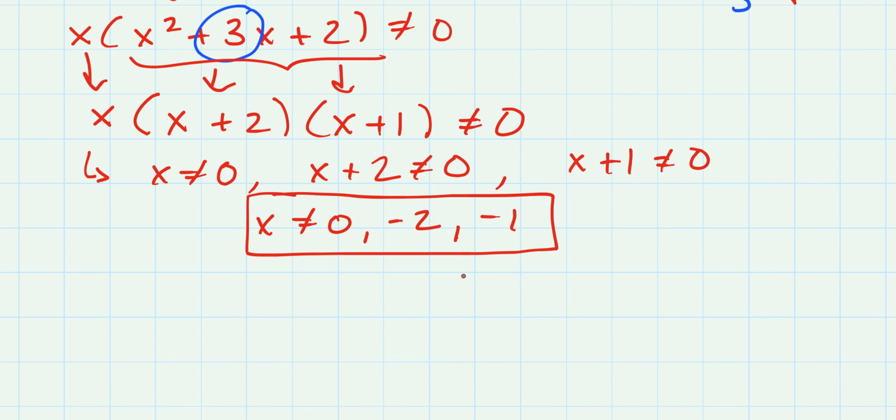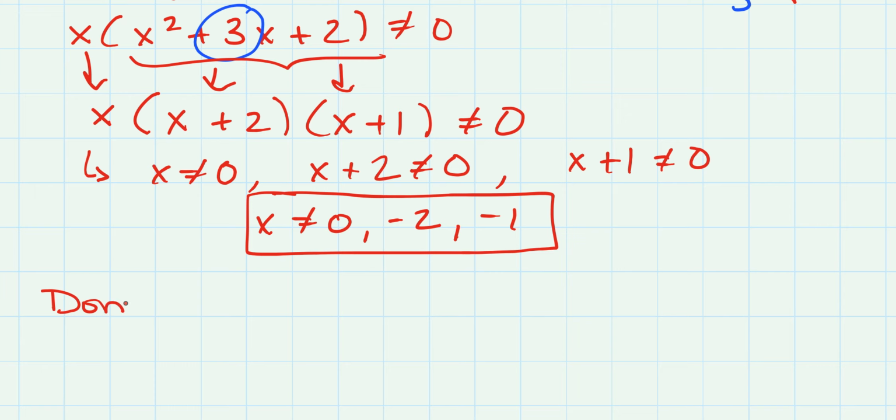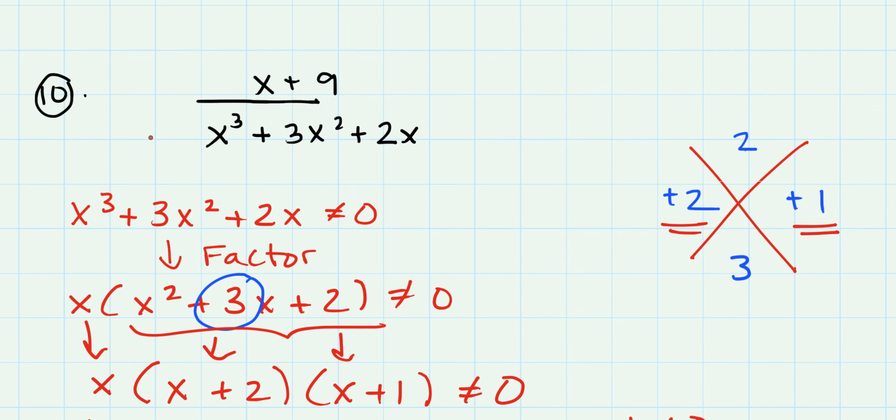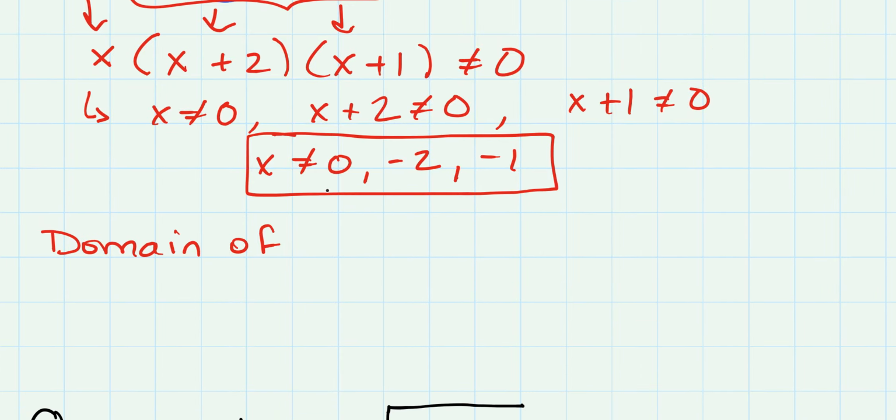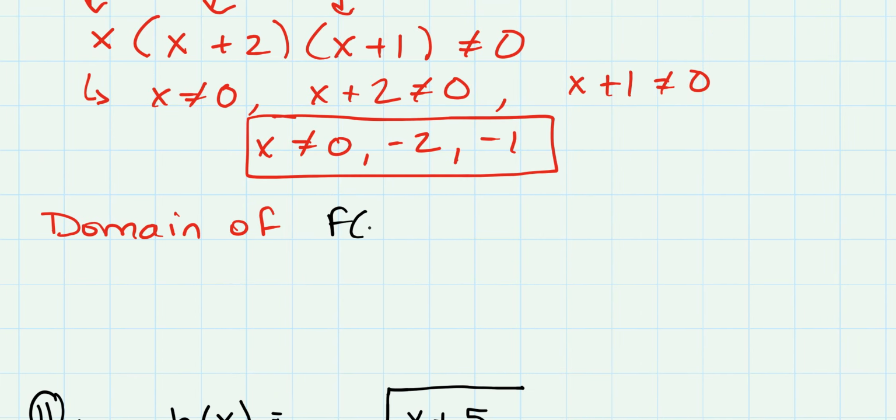I'm just going to write this in interval notation. So the domain of, I believe this was, I didn't even call it anything, let's call it f of x. So the domain of f of x is equal to, in interval notation, I'm going to do it in green. Okay, we have three numbers. Let's put them from smallest to largest: negative 2, negative 1, 0.